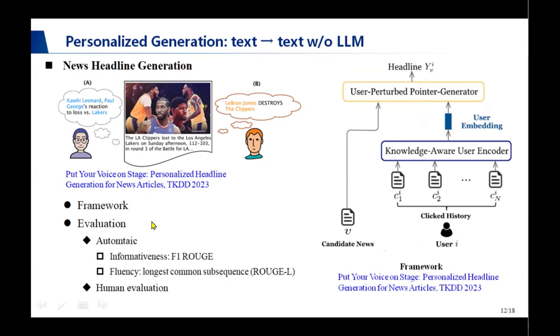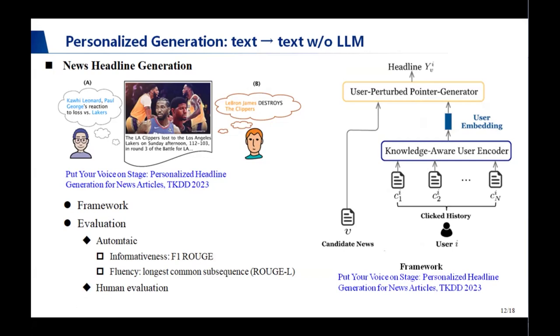But that's the idea. And how do we evaluate whether a generated news headline is good or not? There are two ways to evaluate. Of course, you can always do human evaluation, but how do we do automatic evaluation? First is to evaluate the informativeness. People have used the F1 ROUGE to evaluate that.